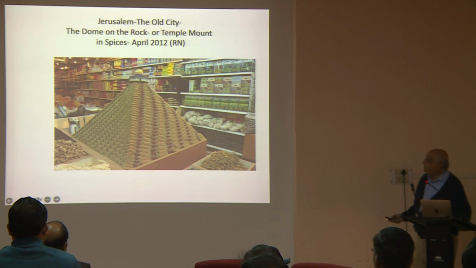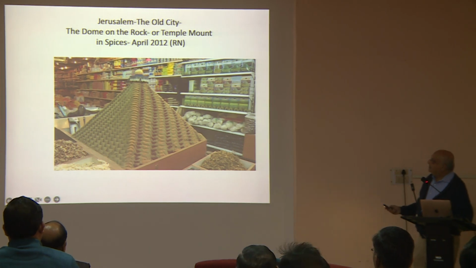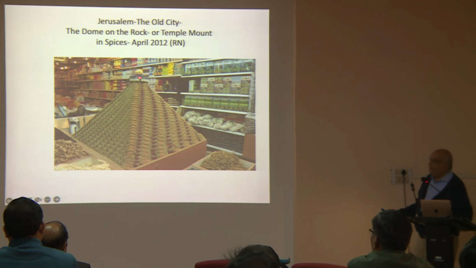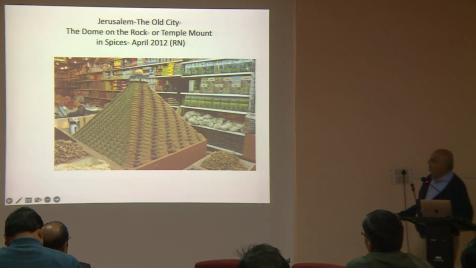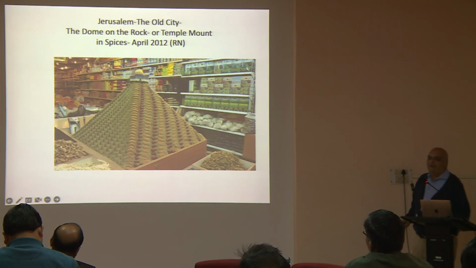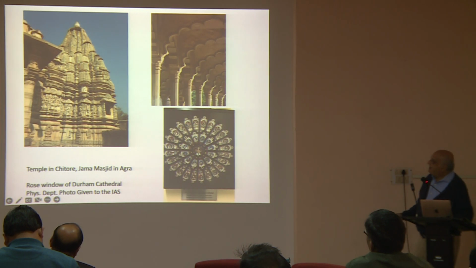They want that. You see this in Jerusalem. This is the Dome of the Rock, on Temple Mount. One whole surprise. But he wanted to make it organized. He didn't want to have some random block of things. You see this in temples. You have it in Chittor.